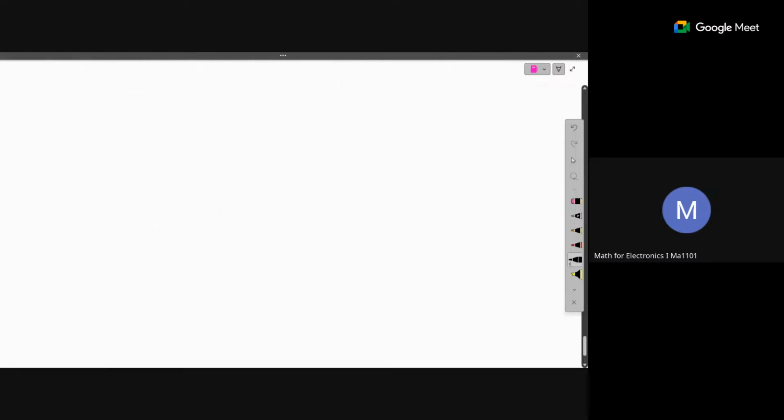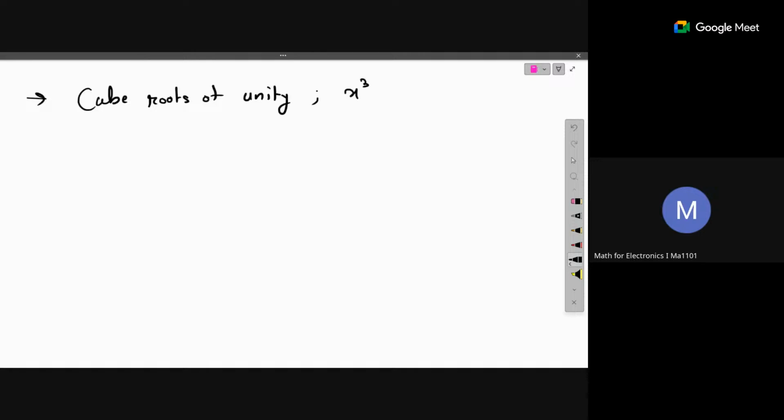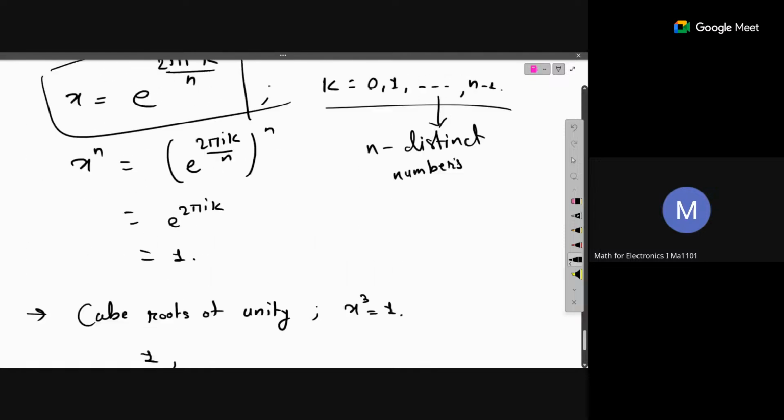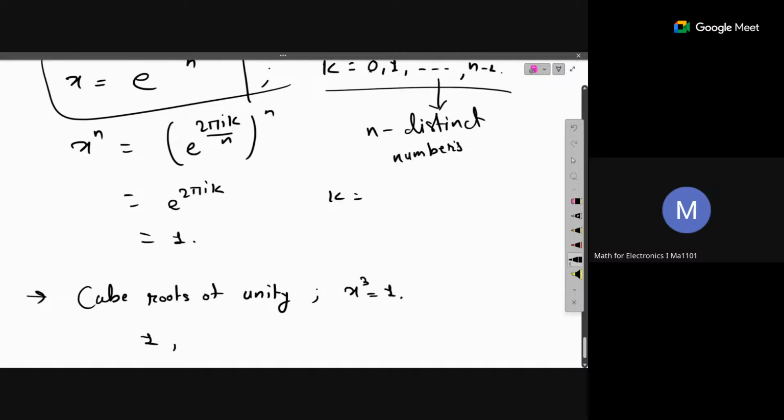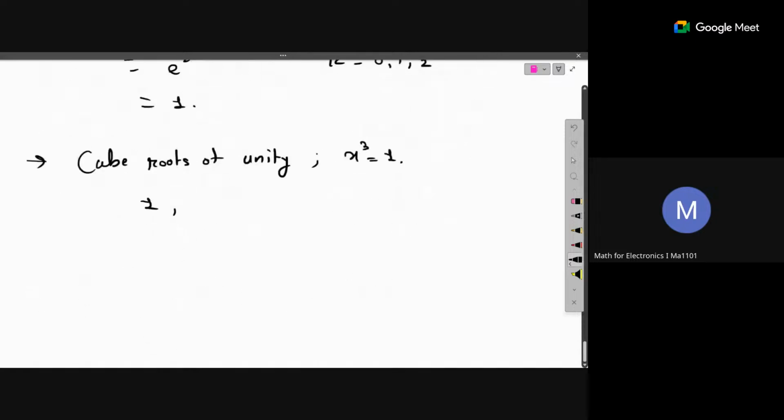So if someone asks what are the cube roots of unity, cube roots of unity means all those x for which x cubed is equal to 1. So we have exactly 3 distinct numbers, and what are those numbers? The first is 1. Here we have to take k from 0, 1 and 2, because n is 3, so n minus 1 will become 2. If you take k equals 0, e to the power 0, right?